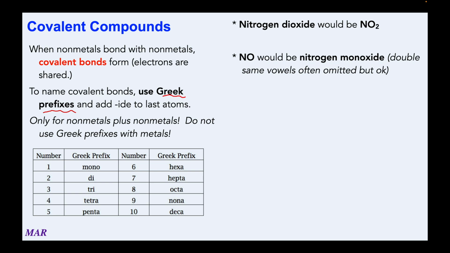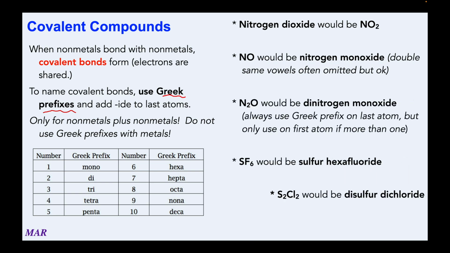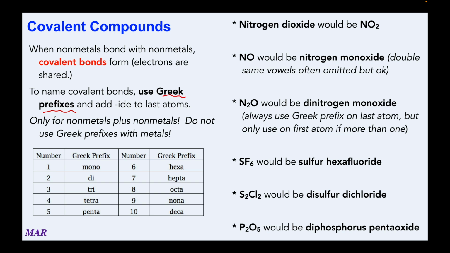So the Greek prefixes are used. So NO would be nitrogen monoxide, or monooxide is okay. Usually the double vowels are omitted, so it's just monoxide, but either way is fine. One nitrogen. Mono means one oxide. You always use a Greek prefix on the second atom, but the first one, you only use it if there's more than one. So as an example of that, N2O would be dinitrogen monoxide. So here we have more than one nitrogen. We're going to need to use a Greek prefix on the first one too. But the second one always gets a Greek prefix, and the second one always is IDE.